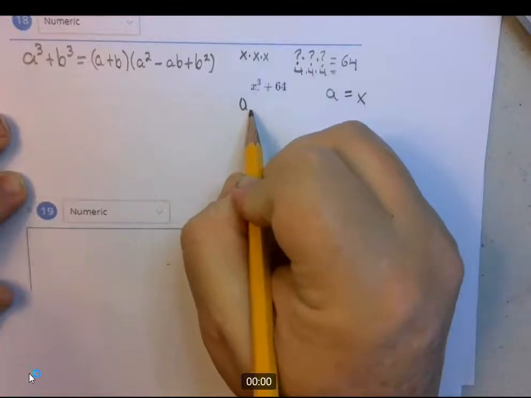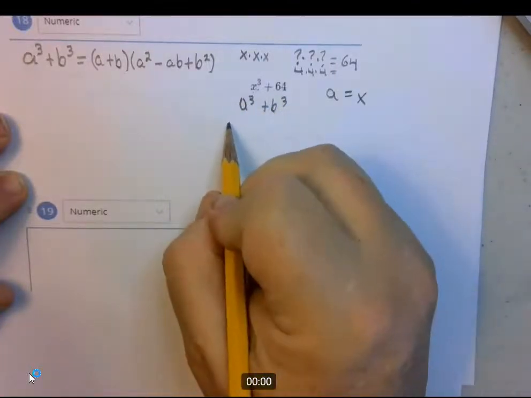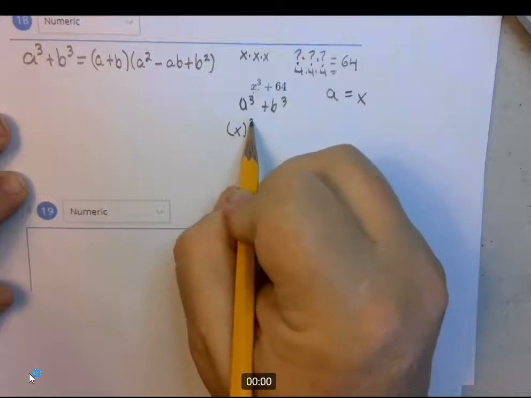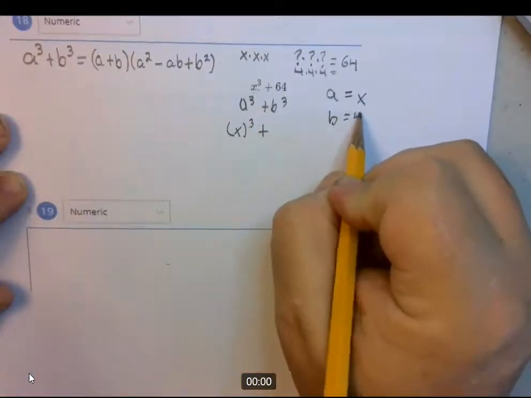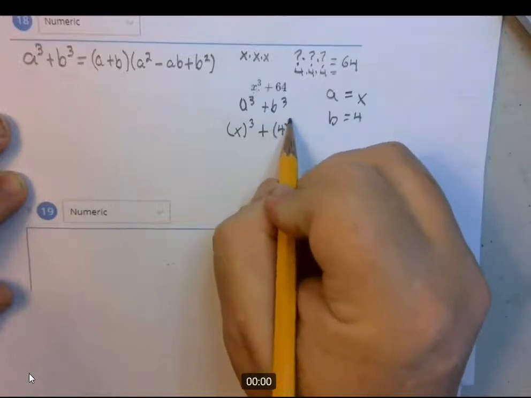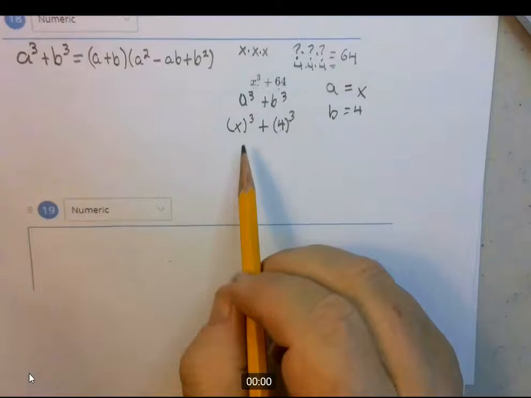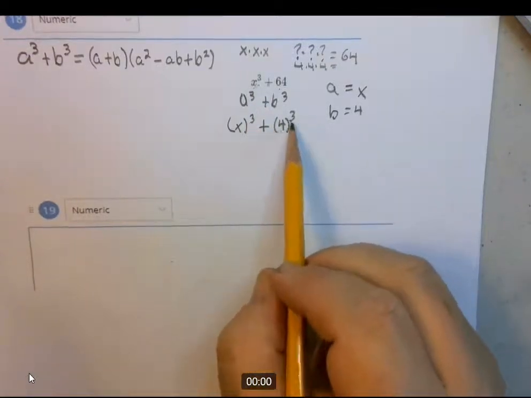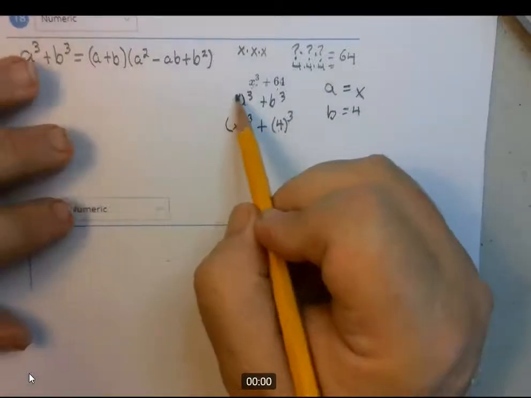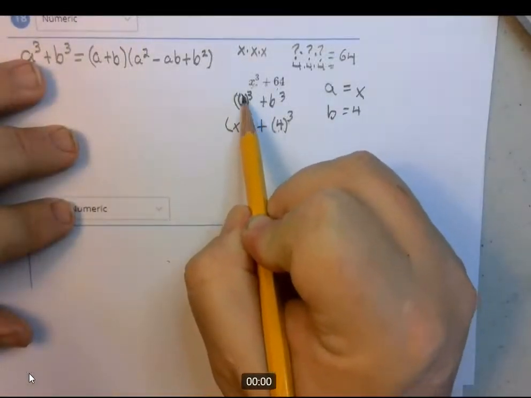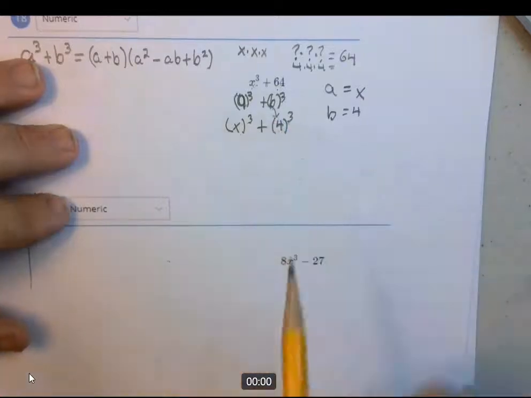So let me write that here. If I have A to the third plus B to the third, that means A to the third is x to the third, plus B has got to be 4. That's 4 to the third, because that equals 64. All right, so x to the third equals x to the third, 4 to the third equals 64. What I did is I wrote it in terms of A. I'll put that in parentheses. That's an A right there. And this I'll put in parentheses as well. That's the 4 right there.